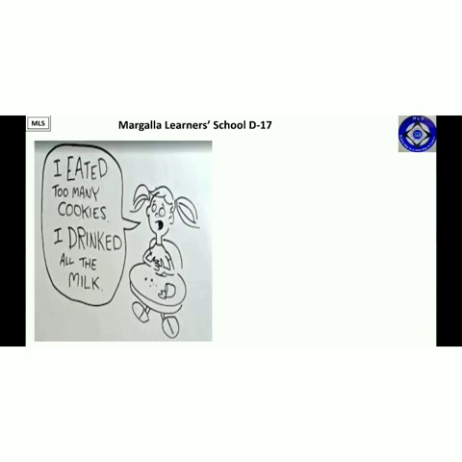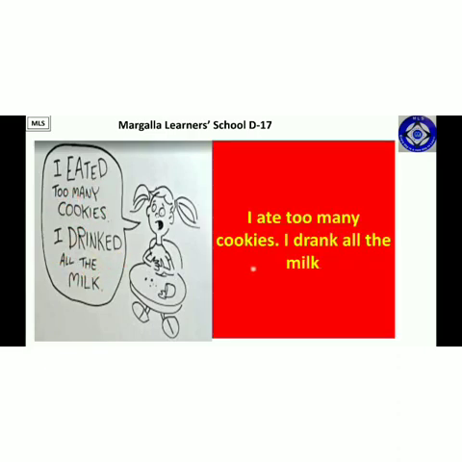For example, the verb eat, its second form would be ate because it is an irregular verb. You can't say, just like this girl is saying, "I eat too many cookies, I drinked all the milk." No, the correct one is "I ate too many cookies, I drank all the milk," because drink and eat are irregular forms of verbs. You can't make the second form of the verb just by adding ed.